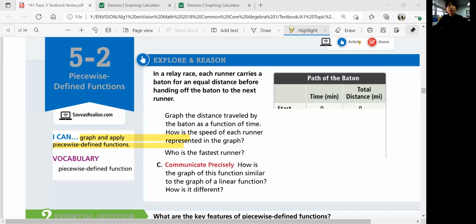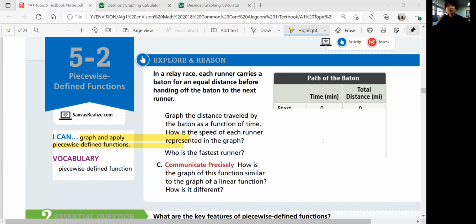Hey guys, this is Algebra 1, Lesson 5-2, piecewise defined functions. In this lesson, we'll be able to graph and apply piecewise defined functions. New vocabulary: piecewise defined functions. So what is it? We'll explore the concept, the idea, and learn what it is exactly.